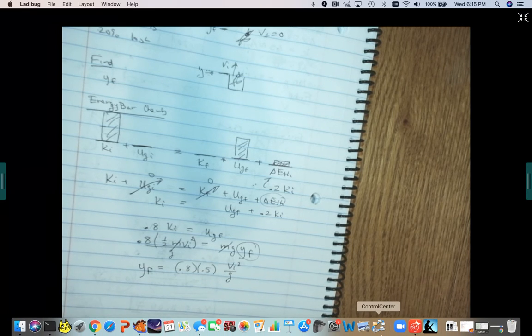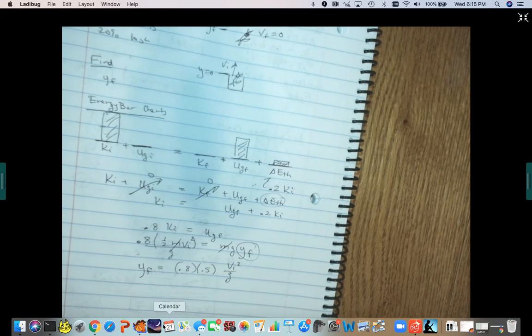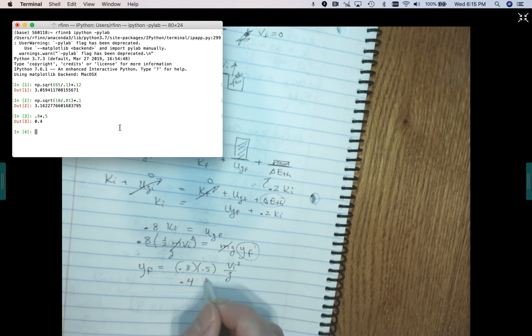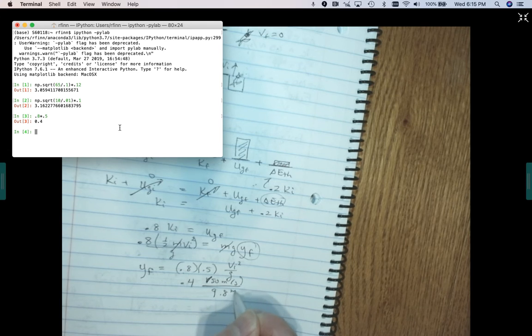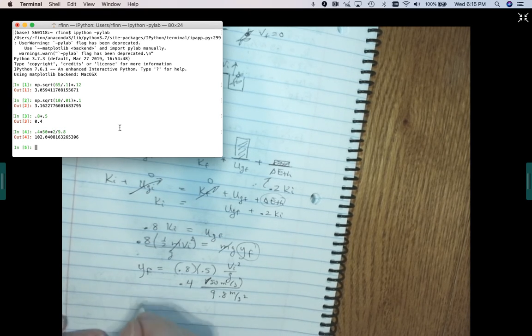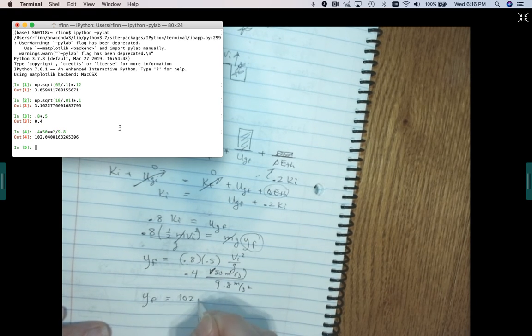So let's get our calculators out. We have v initial is 50 meters per second. 0.8 times 0.5, we're just going to rewrite that as 0.4. V initial is 50 meters per second. That is cruising, and we're dividing by the acceleration of gravity, 9.8 meters per second squared. So we have 0.4 times 50 squared divided by 9.8. Whew, that's pretty high. It's crazy Coyote. It's going to go up 102 meters.